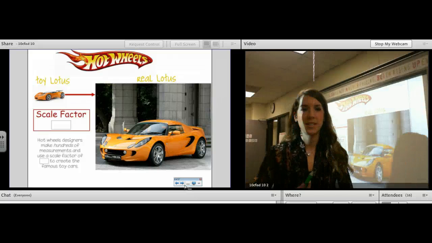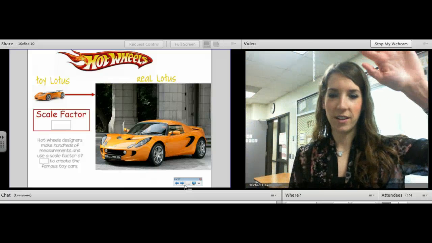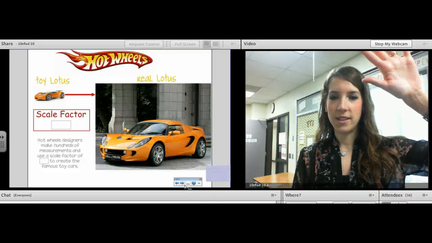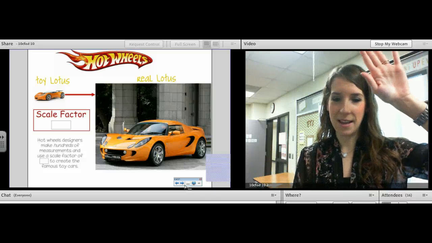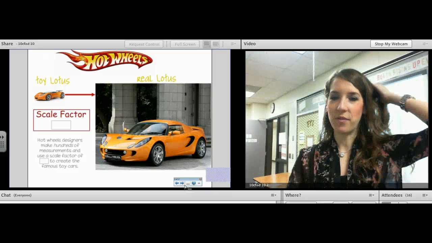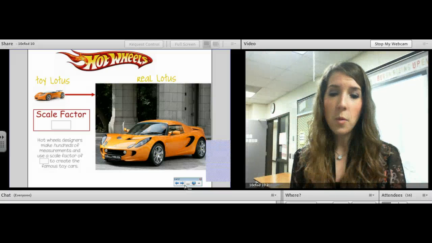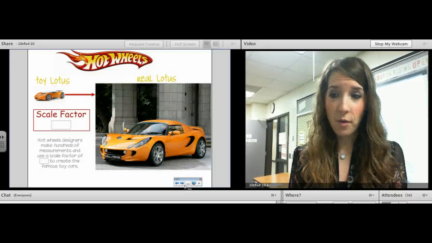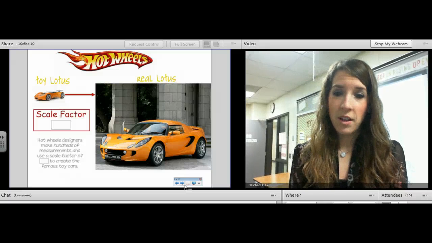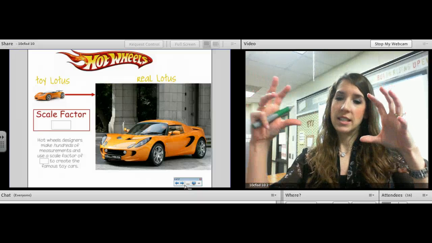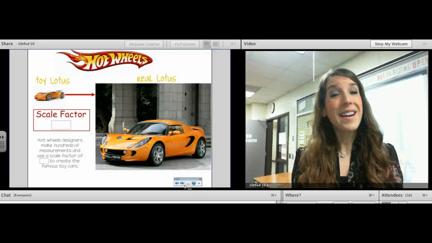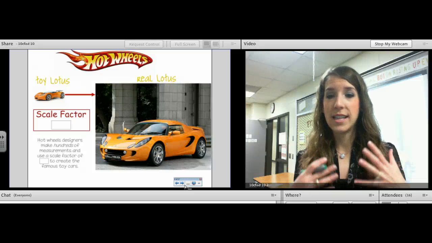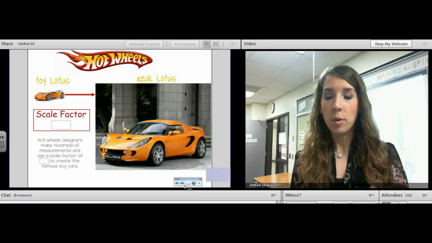So, Hot Wheels. Who's ever played with Hot Wheels before? Or another product by a different manufacturer that's the same thing? Right? Okay, super fun. So, when they make Hot Wheels, they usually model it off of a real car out there in the real world. So they take a car and they're going to scale it down, but they want it to look realistic. So they're going to scale it down with a certain scale factor. They're going to scale all the pieces proportionally.